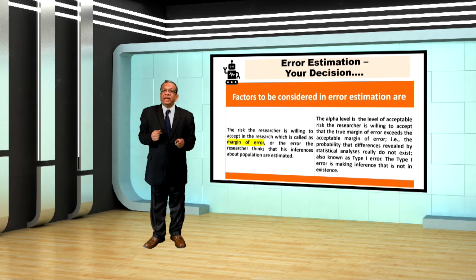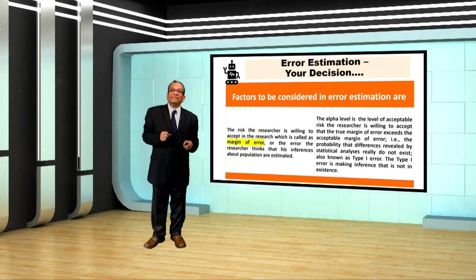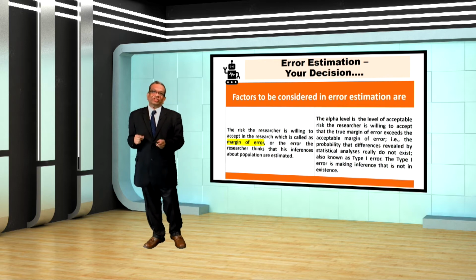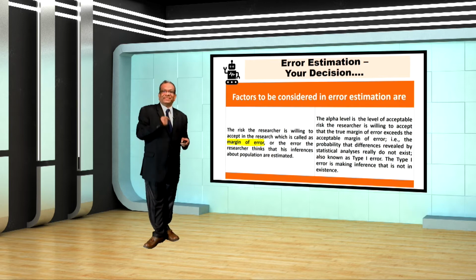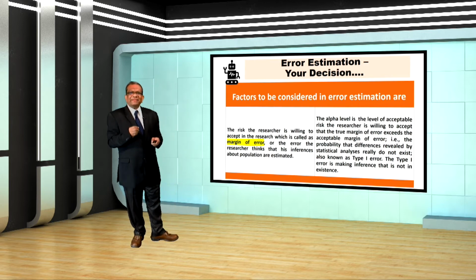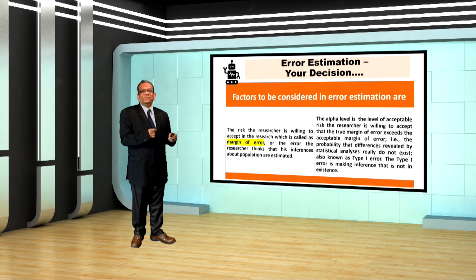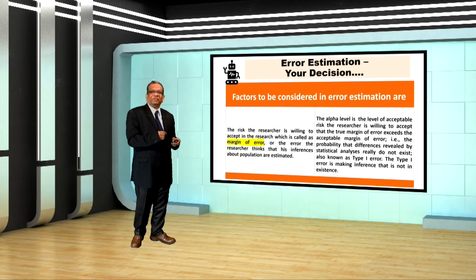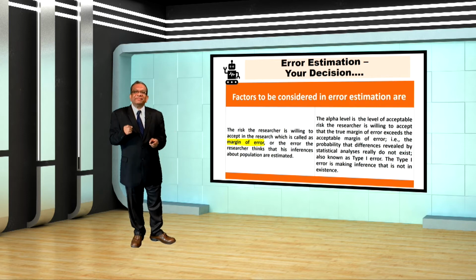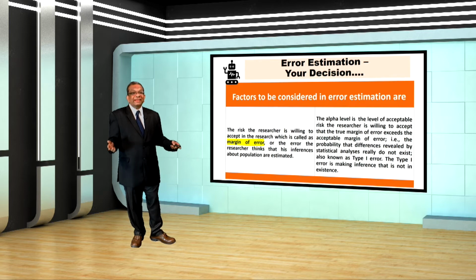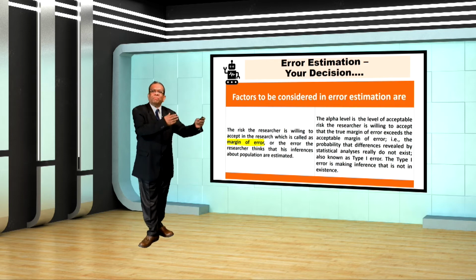Now, one of the most important things you have to consider is error estimation. That is your decision. In error estimation, the risk the researcher is willing to accept in the research is called the margin of error, or the error the researcher thinks his inferences about the population may have. Therefore, if the actual population value happens to be 70%, what kind of error am I likely to get and how do I estimate that?